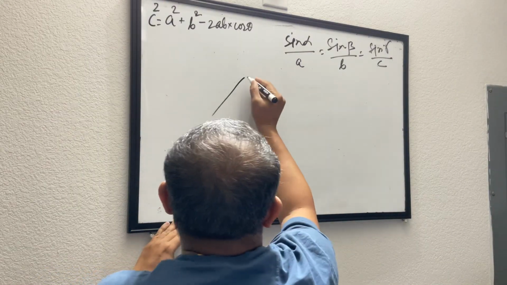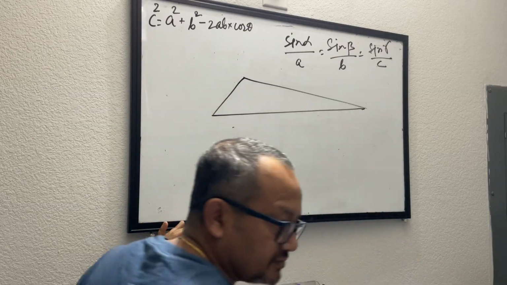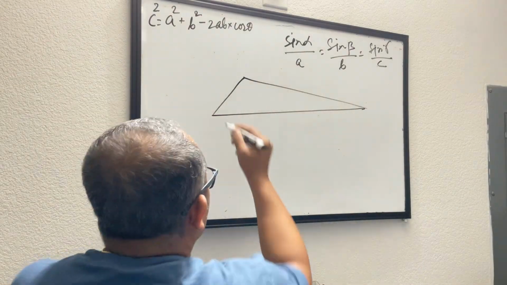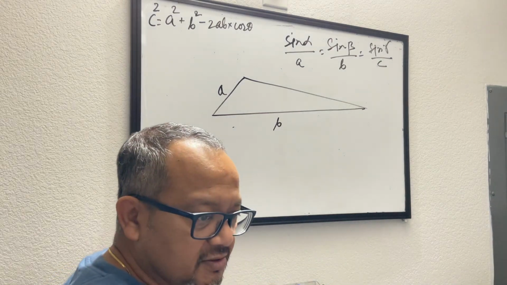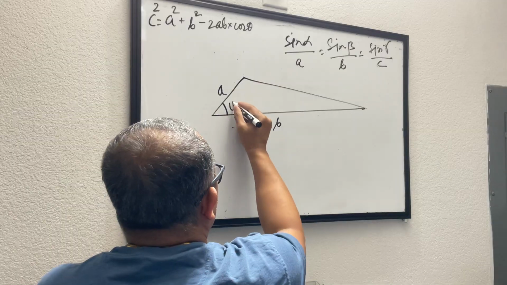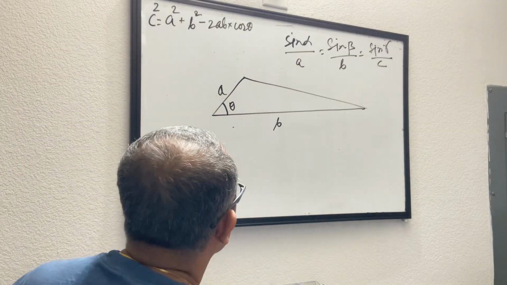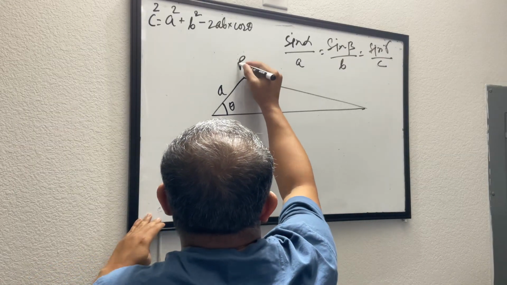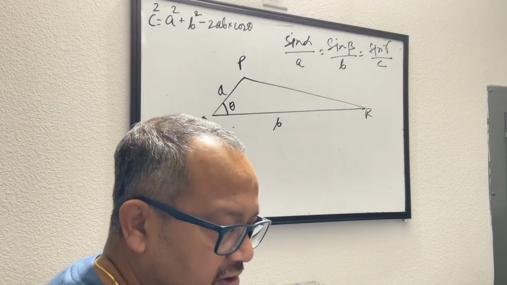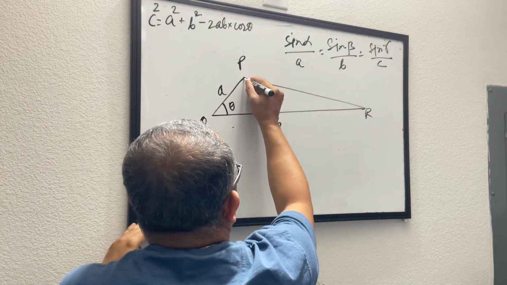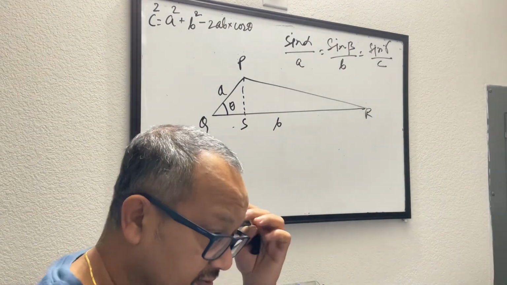Now let's pick another triangle which is again not a right angle triangle. This side A and this side B are known to us. This angle theta is also known to us. Let's give it a name: P, Q, R. This is my triangle. Let's drop a perpendicular from here to here. This is point S.